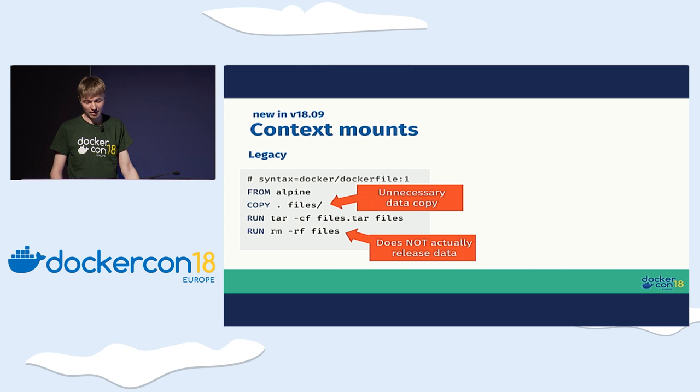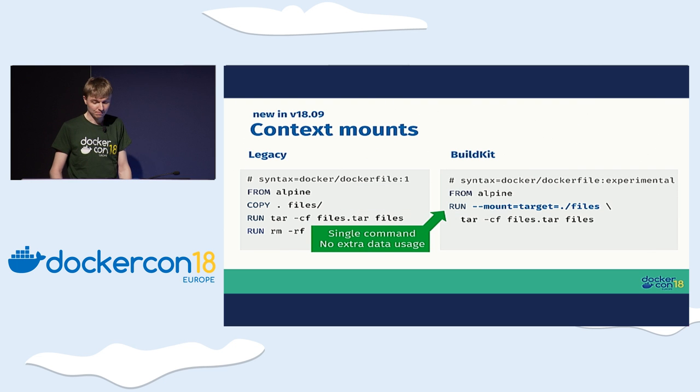It basically just switches metadata over. To do the same thing with run --mount, we can just replace the whole thing with a single line and mount the build context directly on a specific path, so that the tar process in here can access files from this path, but it doesn't pollute your image, and it also doesn't duplicate your build cache, so everything remains very efficient.